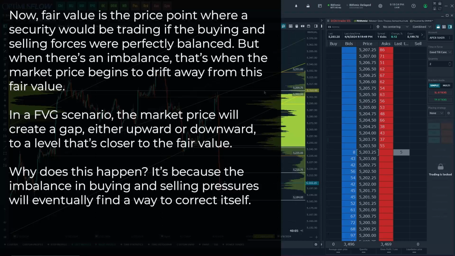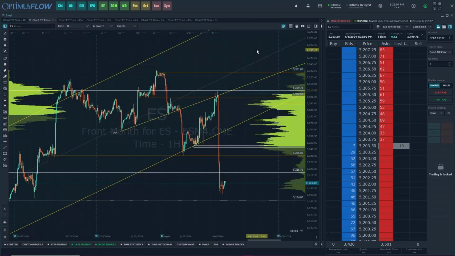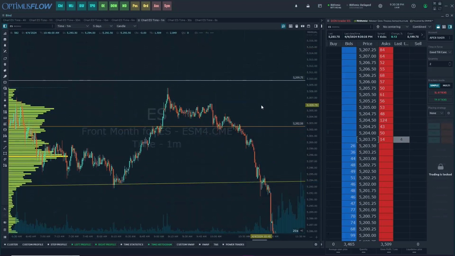This happens because the imbalance in buying and selling pressures will eventually find a way to correct itself. So when you see a fair value gap pop up, it's essentially waving a big flag saying, hey, there's a lot of uncertainty in the market right now. This kind of uncertain environment can actually pave the way for opportunities for traders, particularly those who rely heavily on price action. With any trading strategy or indicator, it's important to note the pitfalls and risks associated with that.